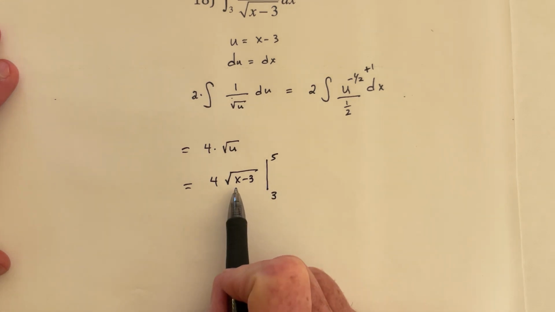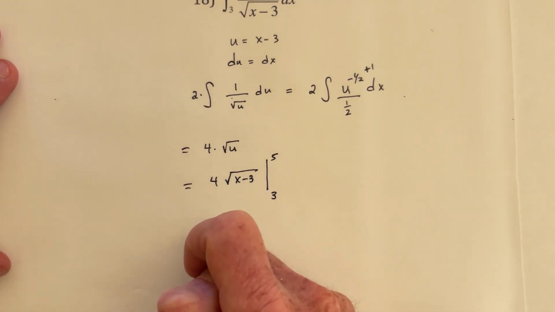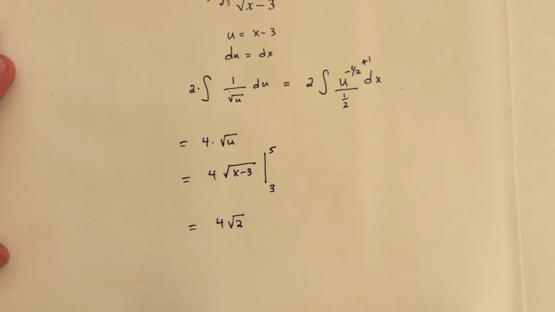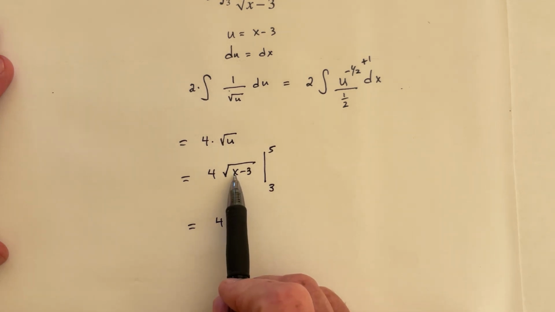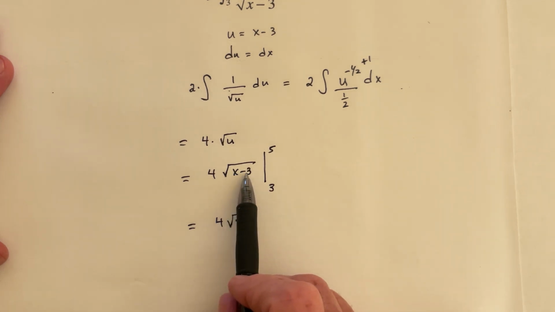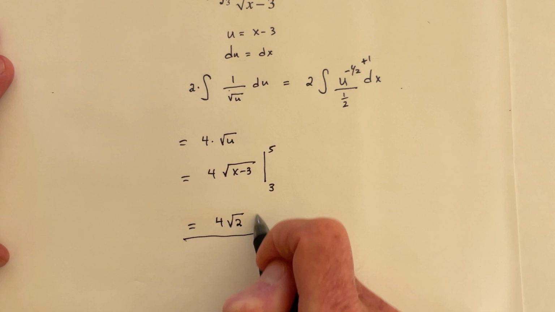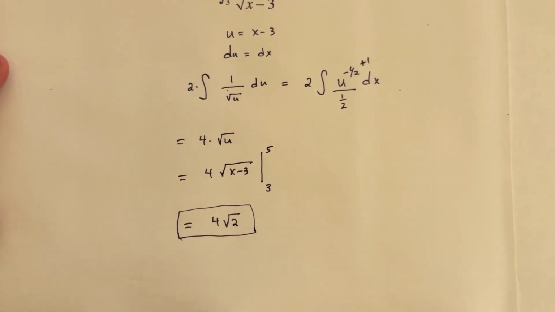So if you substitute the 5, first of all, this is going to become the square root of 2, so 4, and then the square root of 2. Then it goes minus, substitute the 3 in here, but when you put a 3, that's going to be a 0, so it's really going to say minus 4 times 0. And 4 times 0 is not going to contribute to anything, so it turns out that the answer is just 4 square roots of 2.